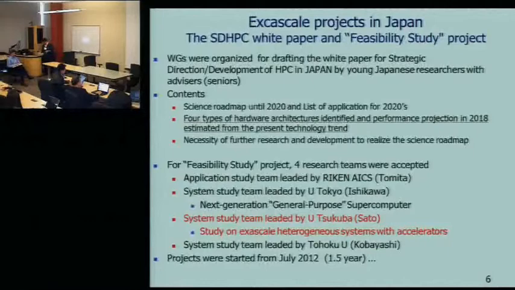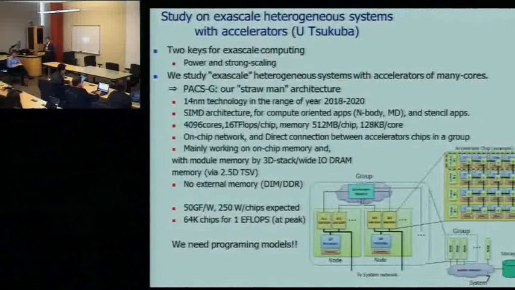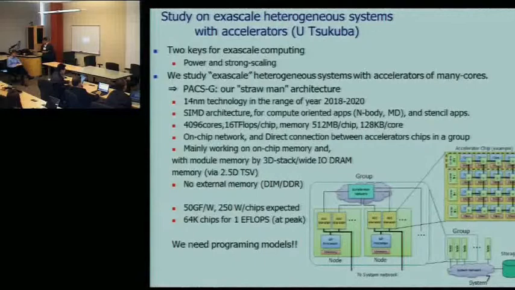So, currently we are doing the research. We are planning to design the accelerators for the exascale system. Of course, the key issue is power and scaling of the system.